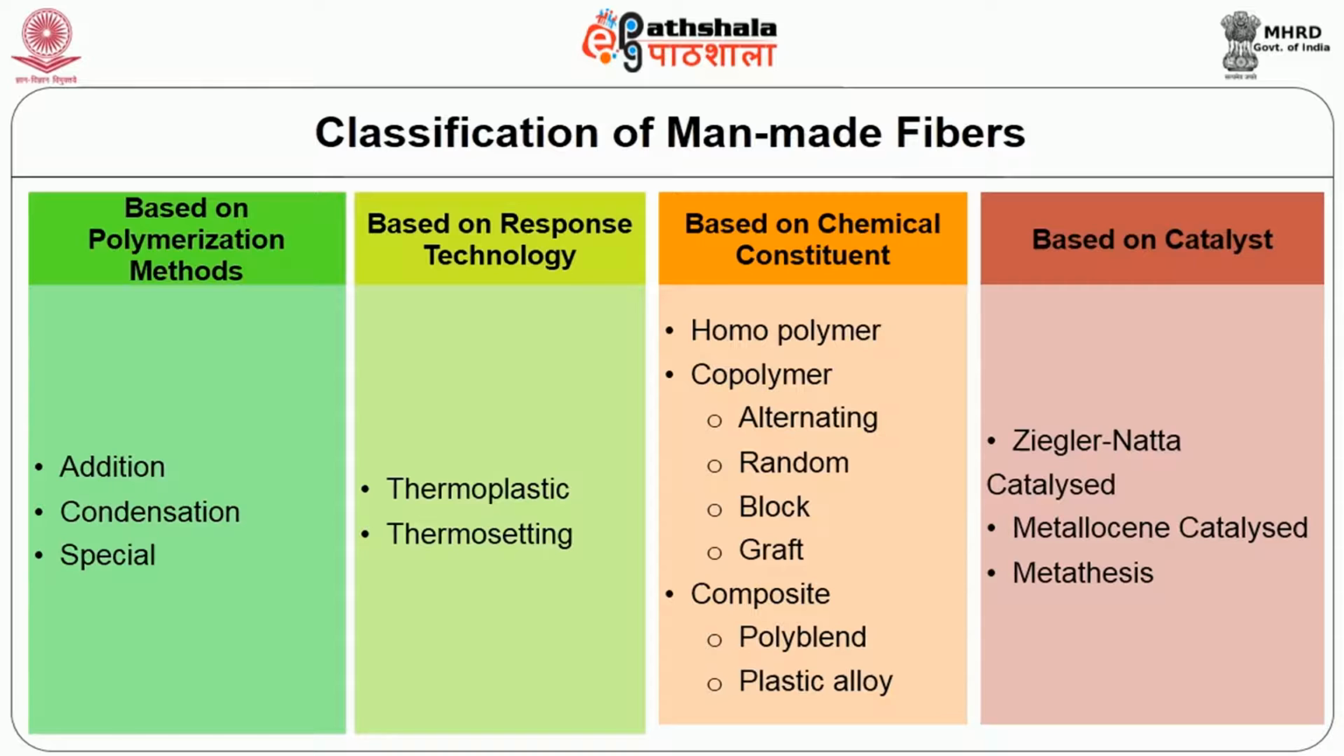Then further, based on the chemical constituents, it is called a homopolymer. It could be a copolymer, which could be alternating, random, block, or even graft. Further, it is called a composite, polyblend or plastic alloy. And then based on the catalyst, it is classified as Ziegler-Natta catalyzed, metallocene catalyzed, or metathesis. So these are the three ways with respect to the catalyst.